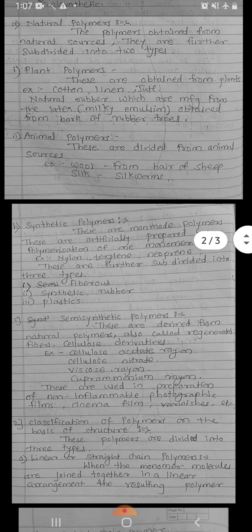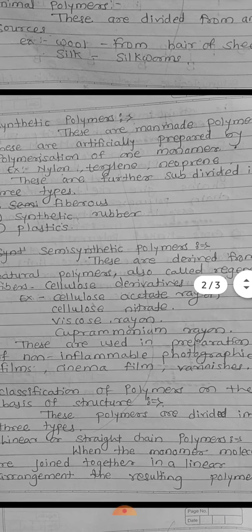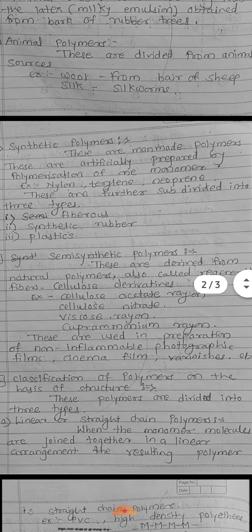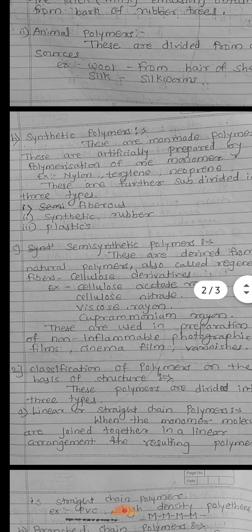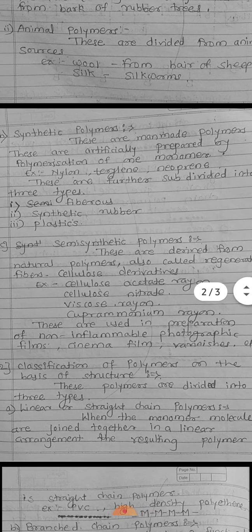And the third class is semi-synthetic polymers. They are derived from natural polymer. They are obtained by giving chemical treatment or heat treatment to natural polymer, and so they are not purely obtained in an artificial way. They are obtained from natural polymers by giving some chemical treatment to them. Therefore they are called semi-synthetic polymers. Examples are cellulose acetate rayon, cellulose nitrate, viscose rayon, or cupra ammonium rayon. These are used in the preparation of non-inflammable photographic films or cinema films or varnishes, etc.